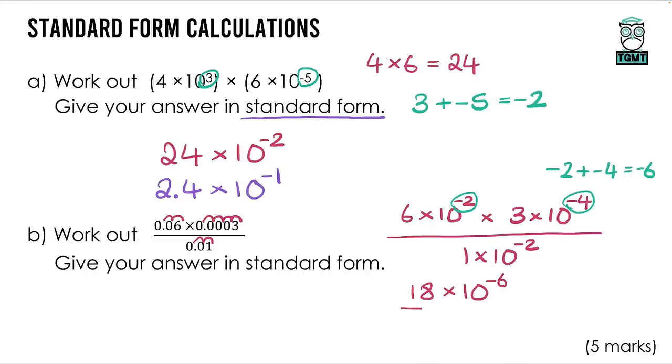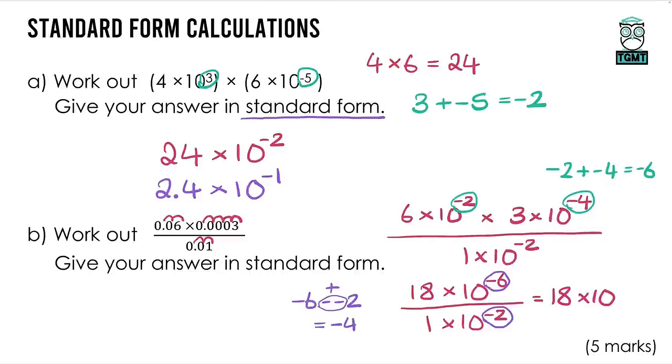On the bottom, we are now doing a division. So we have 1 times 10 to the minus 2. Now 18 divided by 1 is still 18. And then we're going to times 10, and when we are dividing, just be careful here because when dividing, we have to subtract the powers. So we have negative 6 and negative 2, subtracting the powers this time, negative 6 take away negative 2. When you subtract a negative, that's going to be an addition. So negative 6 add 2 is negative 4. So my power there is going to be negative 4.